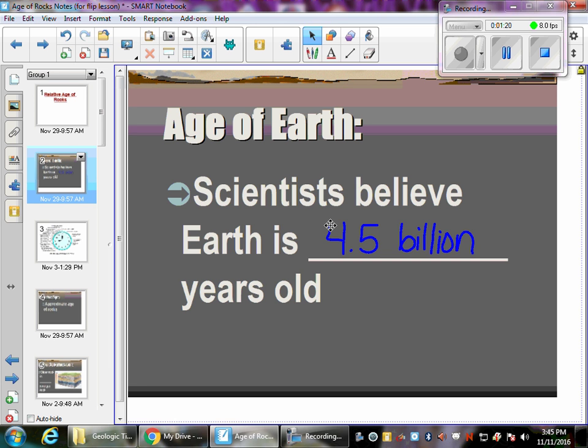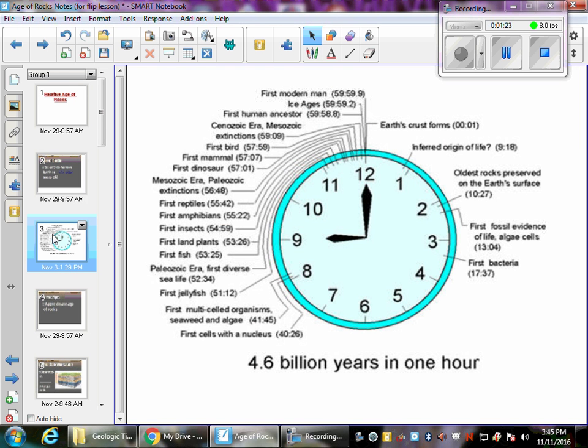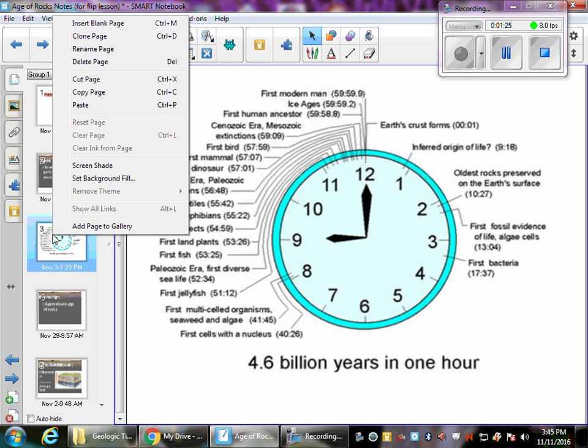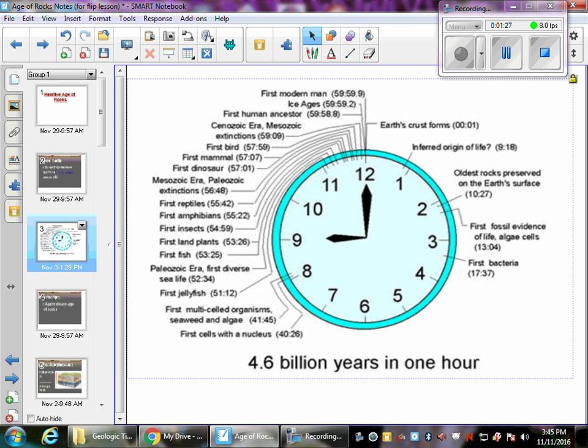One of the things I want you to think about is if you were to take 4.6 billion years and condense it into 1 hour to see how long those things took, because 4.6 billion years is really hard to wrap our minds around. We don't think in billions of things. If we were to condense it into 1 hour for comparison, the first modern man doesn't appear until 59 minutes, 59.9 seconds. So compared to the age of the Earth, we are really, really young.